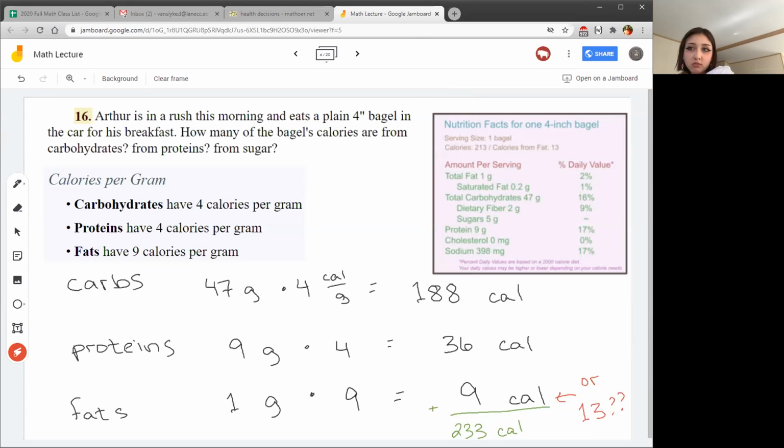Do you need to add the saturated fat, the 0.2? No, that's a part of the total fat. Oh, that's a good guess, but that's not it.